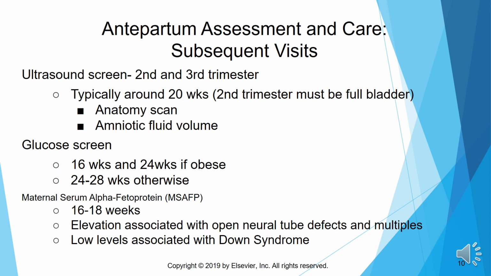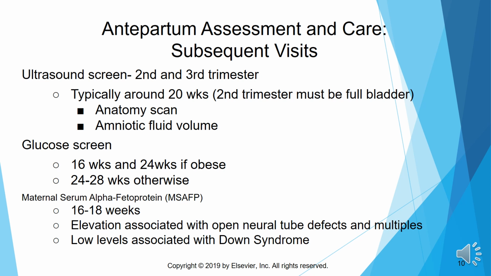And then amniotic fluid volume, they check just to make sure the fluid levels are appropriate. Glucose screening is done at 16 weeks and 24 weeks if the mom is obese prior to pregnancy, and then 24 to 28 weeks if there are no risk factors like obesity. So just once for those people who don't have that risk factor.